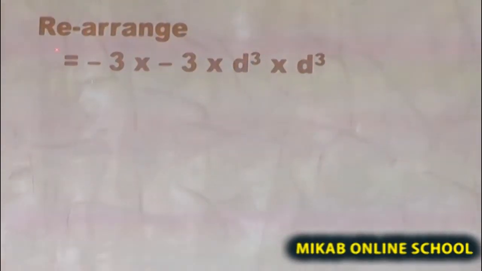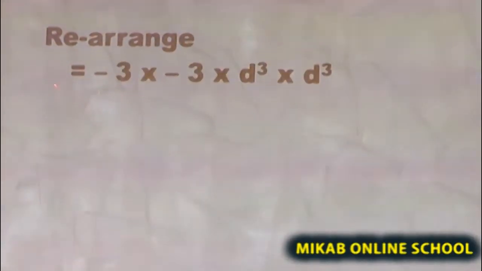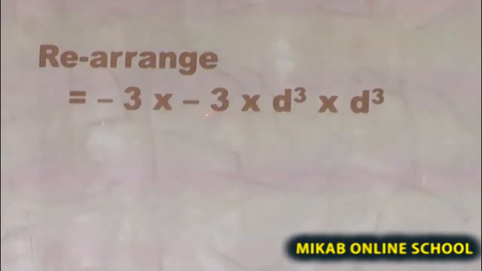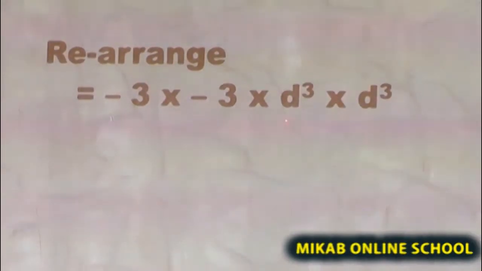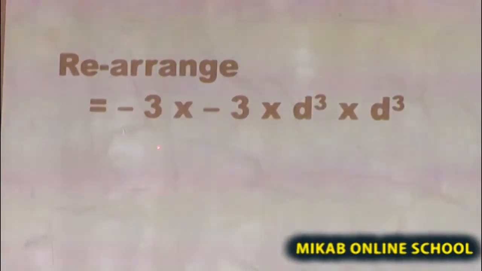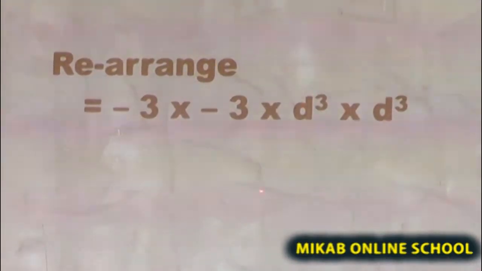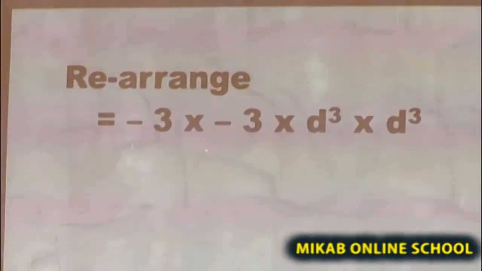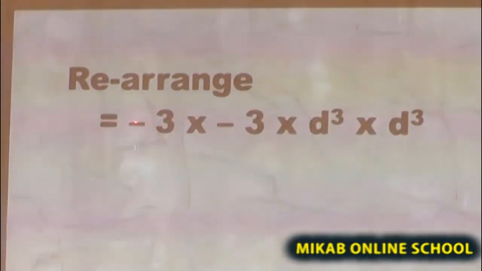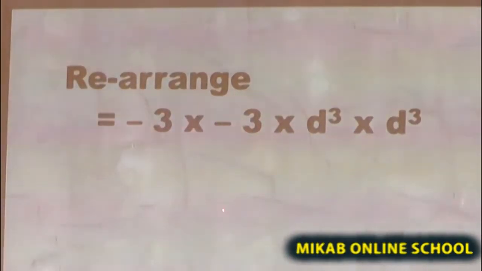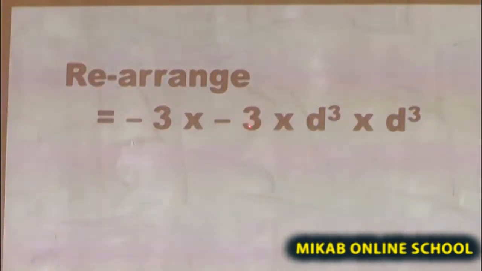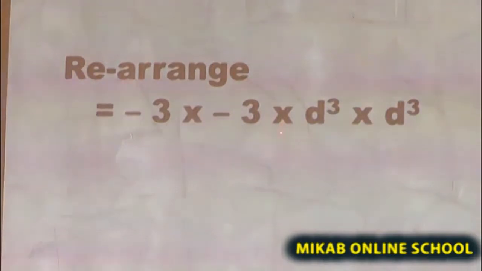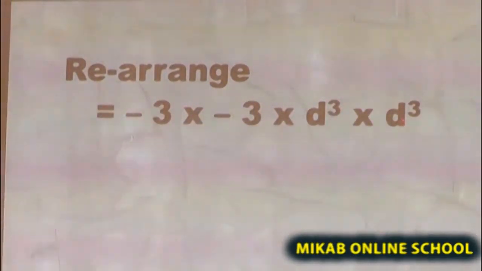We are going to arrange the expressions, and the arrangement is going to be done in such a way that the number will be at one side while the alphabet will be at the other side. So when we have -3 and -3 attached to this d^3, we shift them to one side, and we are going to have -3 times -3. The multiplication sign links this d^3 and this -3. Recall that we bring it down: this d^3 multiplied by d^3.